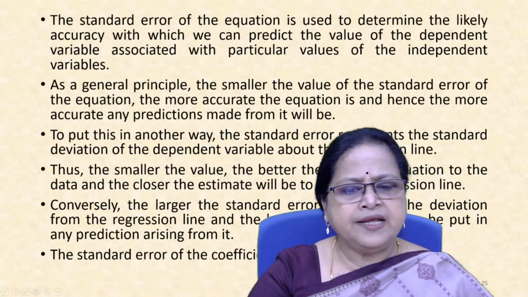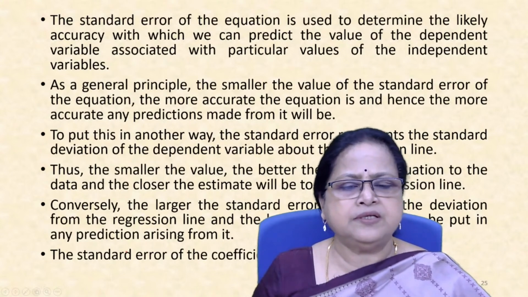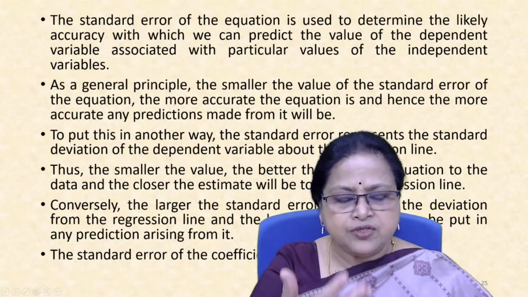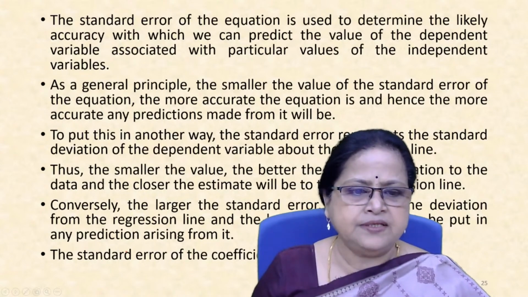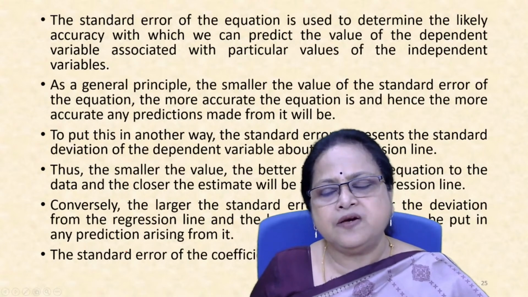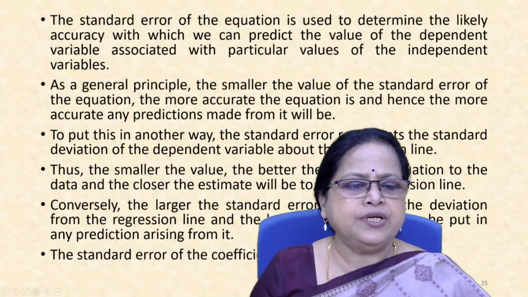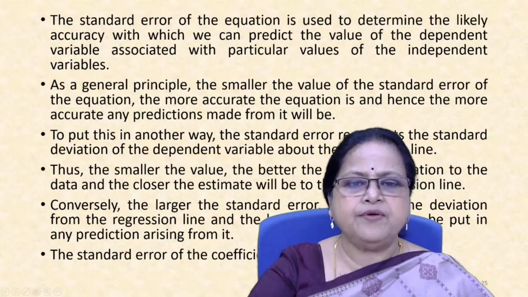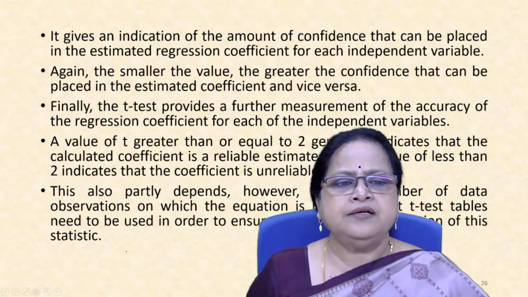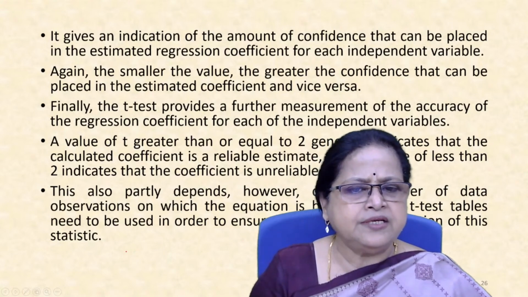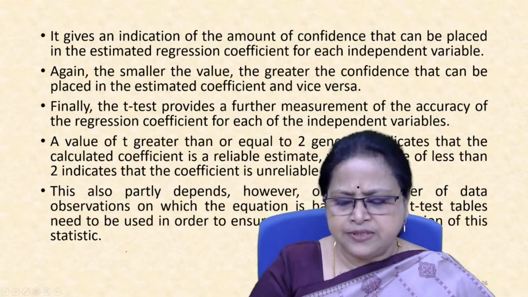Now, the standard error of the coefficient works along the same lines. Conversely, the larger the standard error, the bigger the deviation from the regression line, and the less confidence that can be put in any prediction arising from it. It gives an indication of the amount of confidence. I'm not going into this detail, which is there in the book. You just read about it.